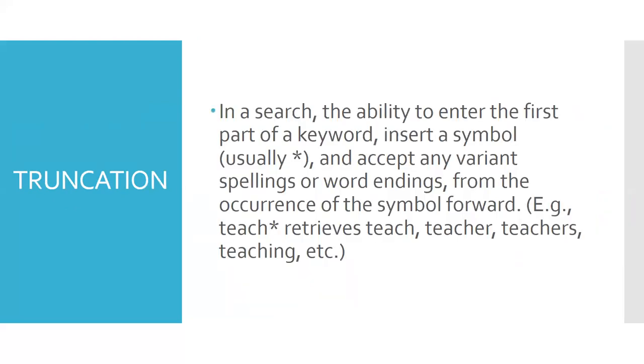Now, truncation is a great shortcut. It's not a Boolean operator, but it's something you can use with Boolean operators and with searching. With truncation, you can put in a symbol. In most databases, it's going to be an asterisk, and the search will include all the variants of that word. So for example, teach asterisk will retrieve results for teach, teacher, teachers, teaching, etc. You don't have to come up with every version of a key term, just the root portion.